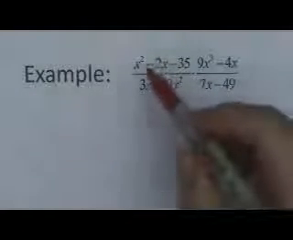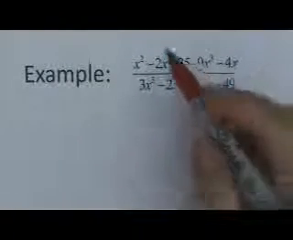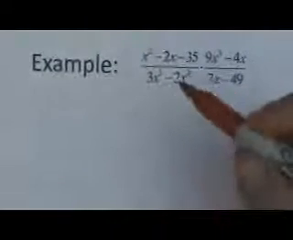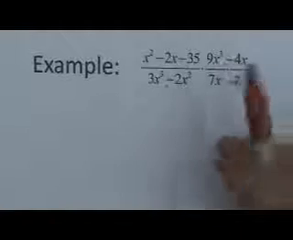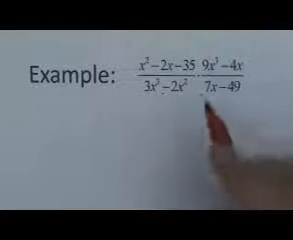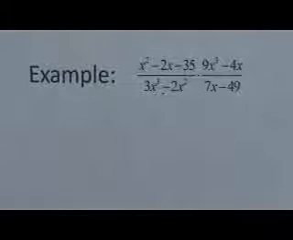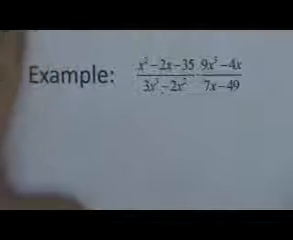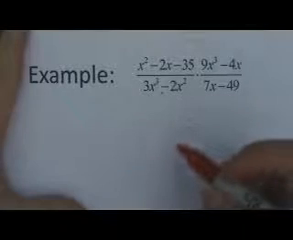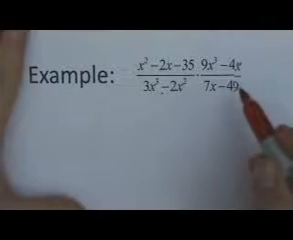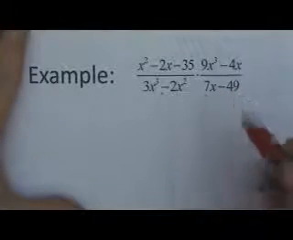x squared minus 2x minus 35 over 3x cubed minus 2x squared times 9x cubed minus 4x over 7x minus 49. Now remember, when we're factoring, the first thing we always want to look for is the greatest common factor. Plus, on these, I want to look for my easy ones. This 7x minus 49 looks like a pretty easy one to factor, so I'm going to start with that one.